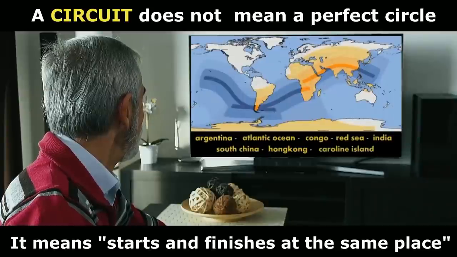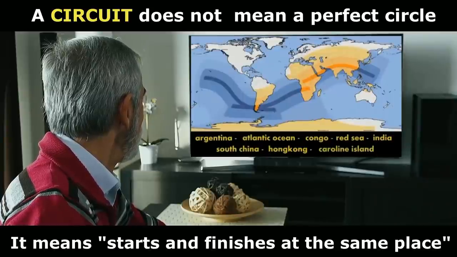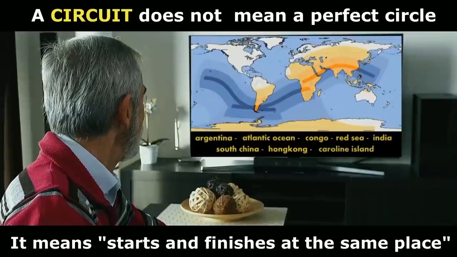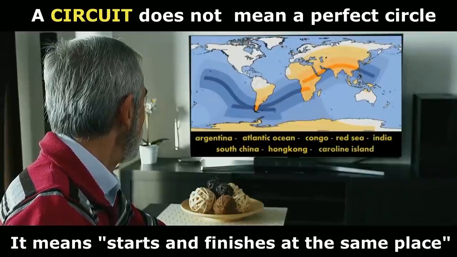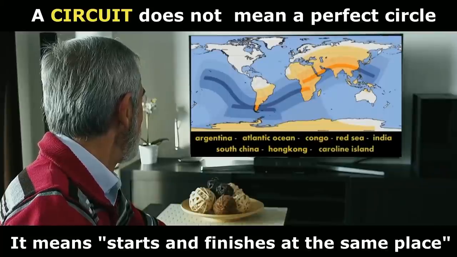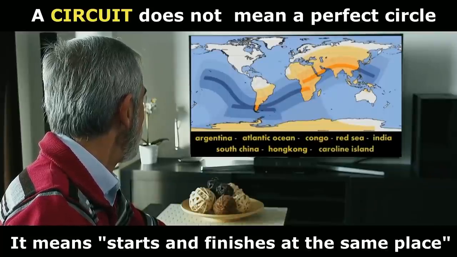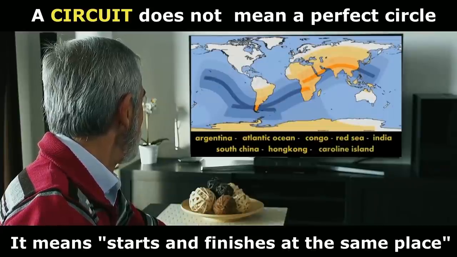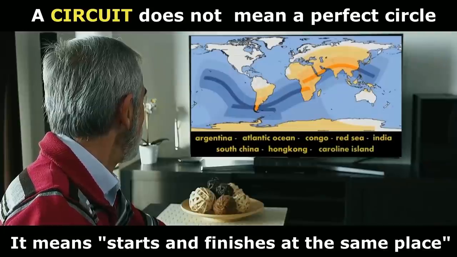Okay, we see here the path of three eclipses in different times of the year. You see the one that goes from South America to Africa. It goes from Argentina, across the Atlantic Ocean, Congo, Red Sea. Then we have another one that starts in Africa, goes through the Red Sea, India, and South China. And the last one that goes over the Pacific Ocean, over Caroline Islands.